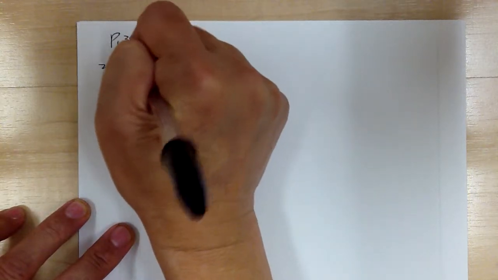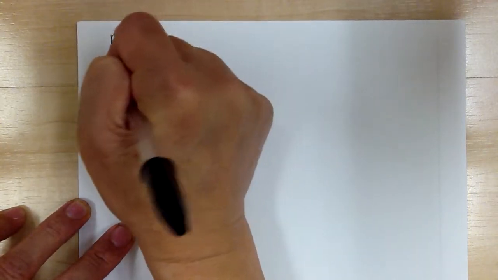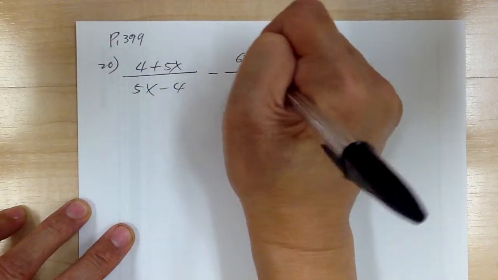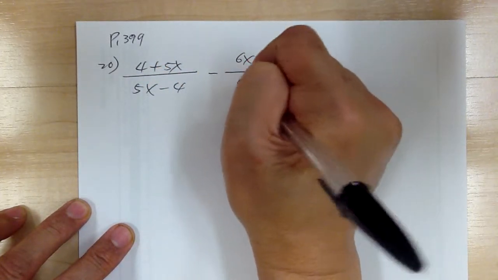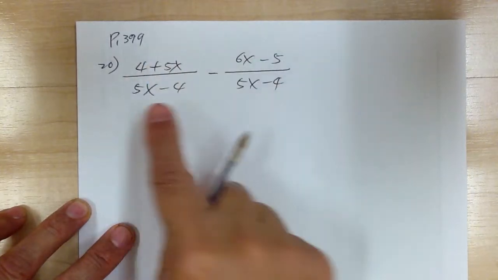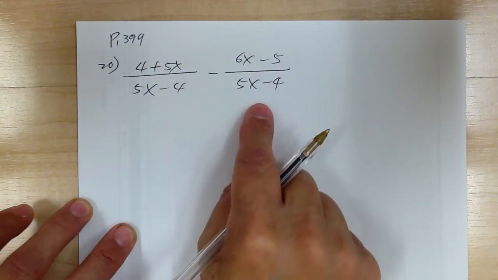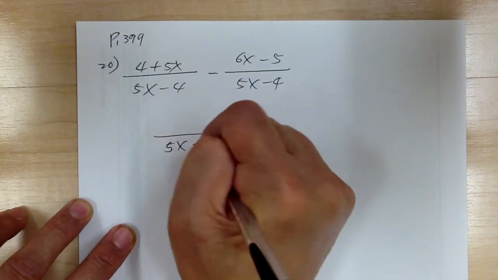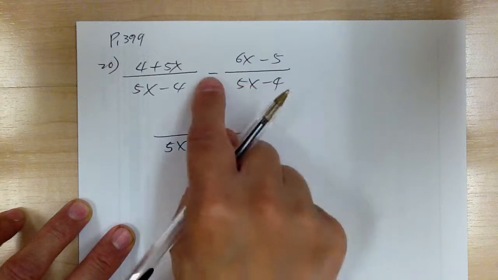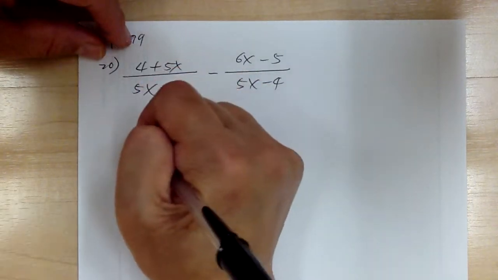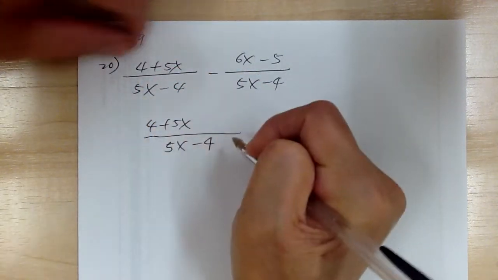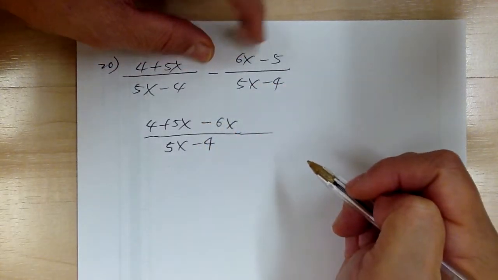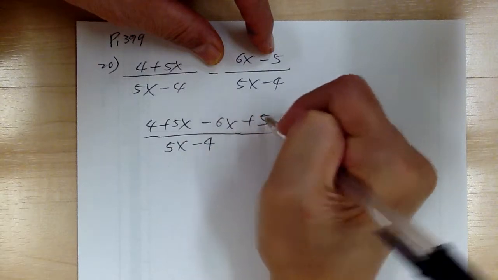Okay, number 20, you have (4 + 5x)/(5x - 4) minus (6x - 5)/(5x - 4). So again, you have to make sure you have a common denominator. They are the same, so you can go ahead and get your denominator. Over here is a subtraction, so again, you need to change the sign. So this would be minus 6x. This will give you plus 5.